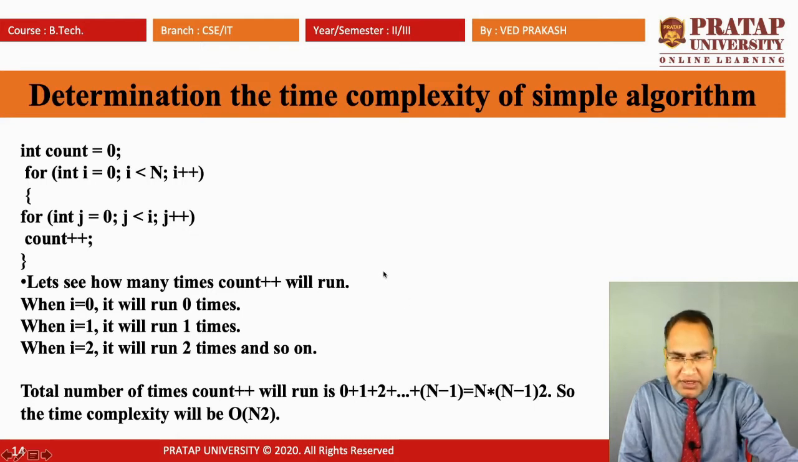Using the mathematical formula, we calculate the basic form of the sum from 0 to n minus 1, which equals n multiplied by n minus 1, divided by 2. So, we can say that the complexity of this algorithm is order of n squared.